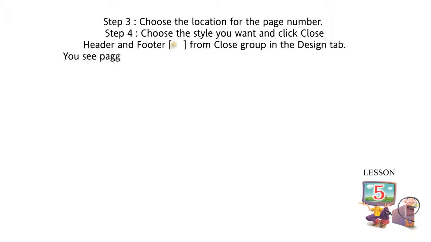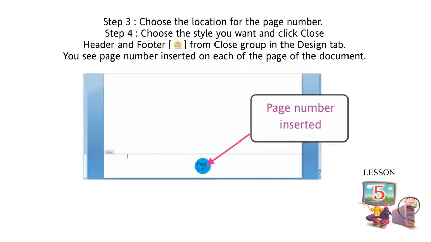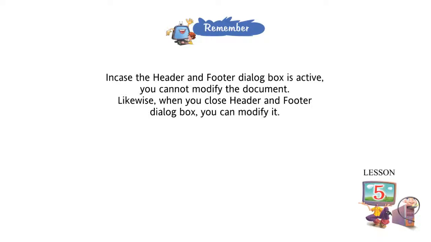Step 3. Choose the location for the page number. Step 4. Choose the style you want and click Close Header and Footer, this from Close Group in the Design tab. You see page number inserted on each of the page of the document. Remember, in case the header and footer dialog box is active, you cannot modify the document. Likewise, when you close header and footer dialog box, you can modify it.